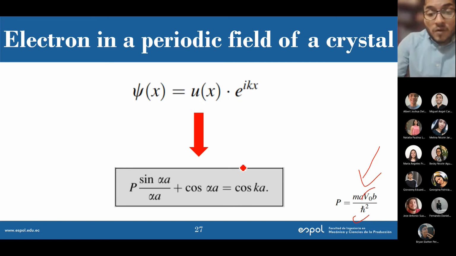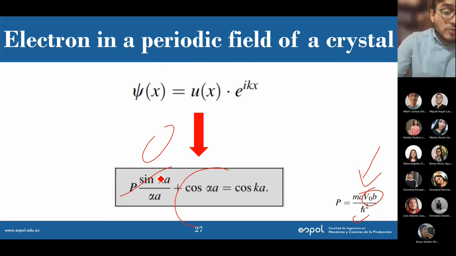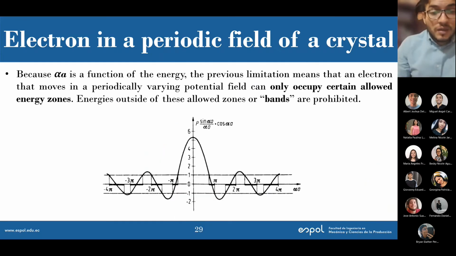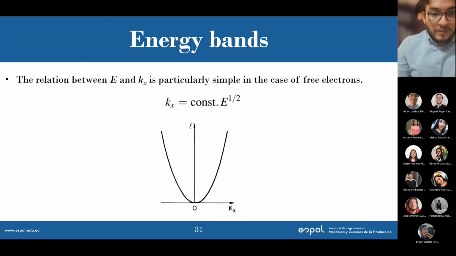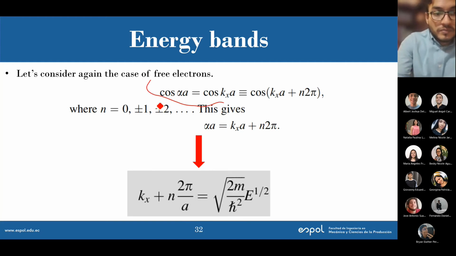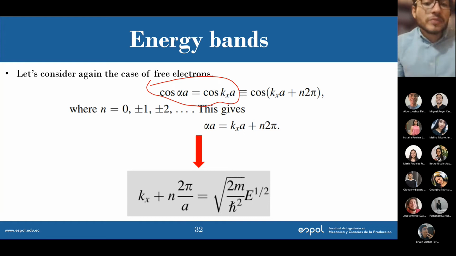So that means I have no barrier. I have no potential barrier. Then this whole term will be zero, right? So that means the free electron. If I have a free electron, this equation will become that, which is what I have here. The cos of alpha A will become the cos of K times A. Do we all get that, guys?